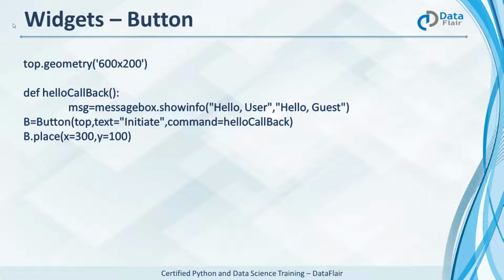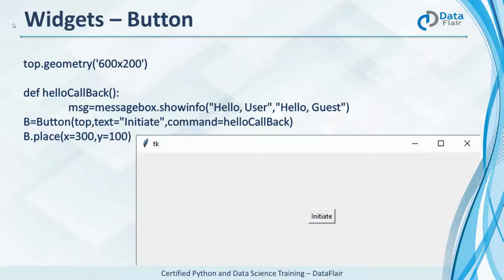We have a hello callback function where we use a message box to display a message, and B is a button we place at the coordinates 300 and 100. Clicking this button gives us this.